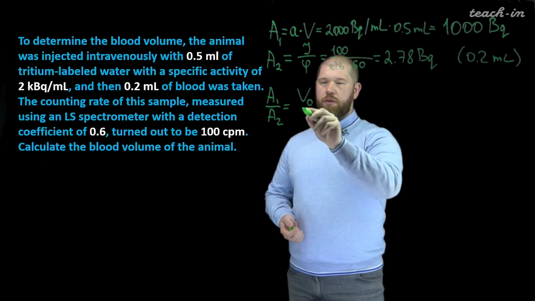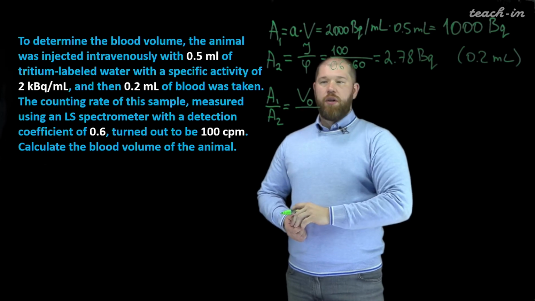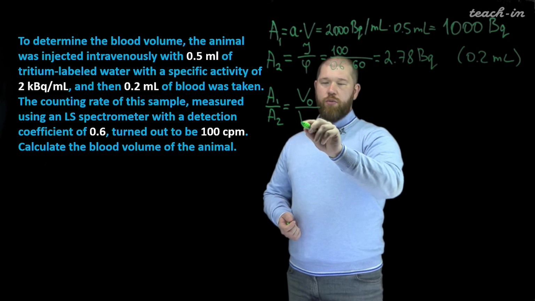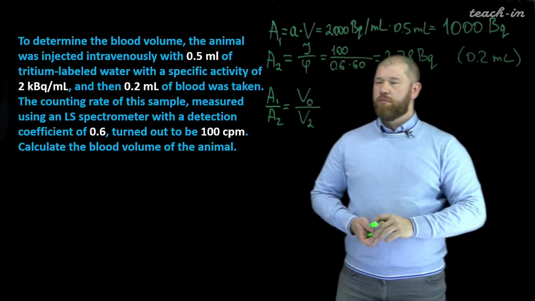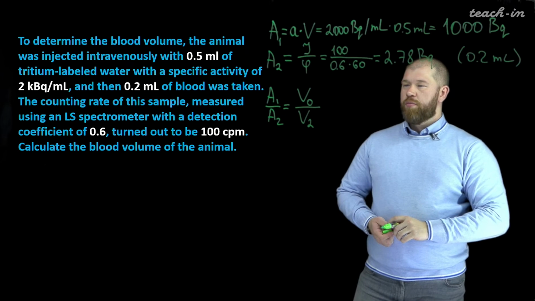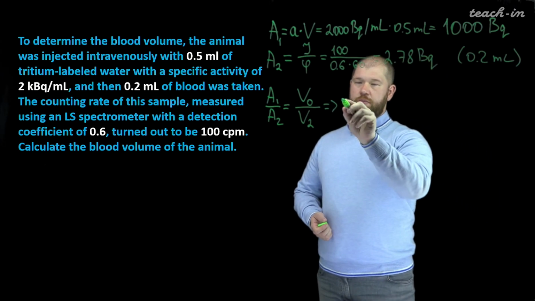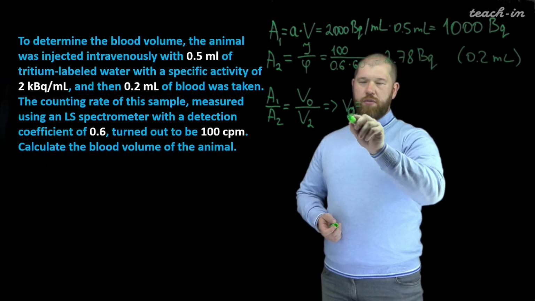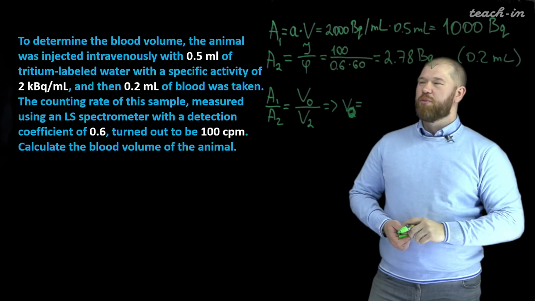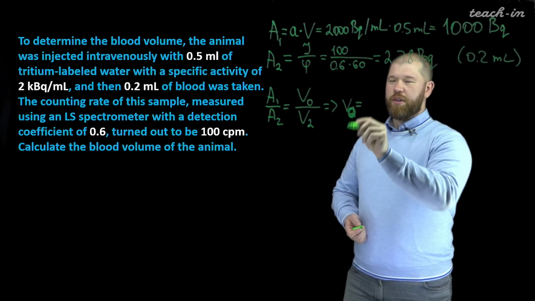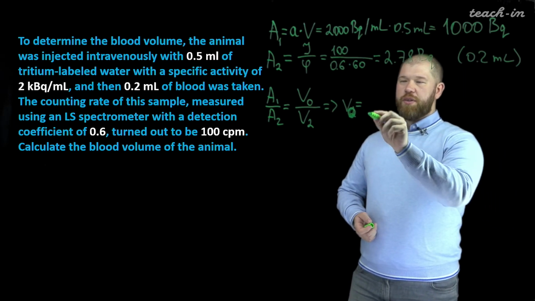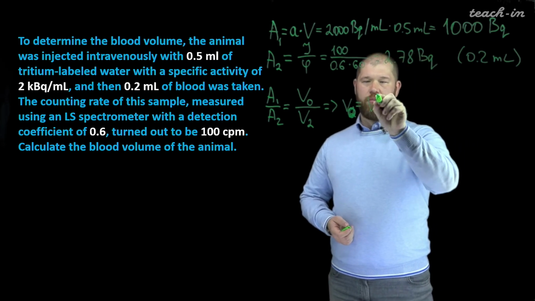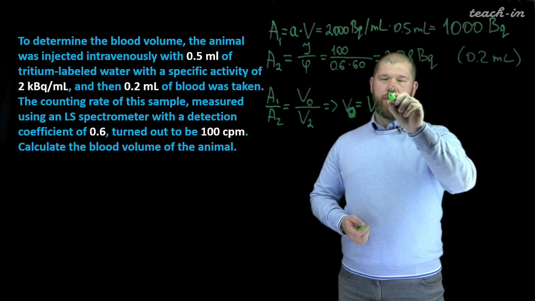V0, to the volume of our blood sample. And thus, from this, we need to calculate this V0. This V0 will be the volume of our blood sample multiplied by this ratio.